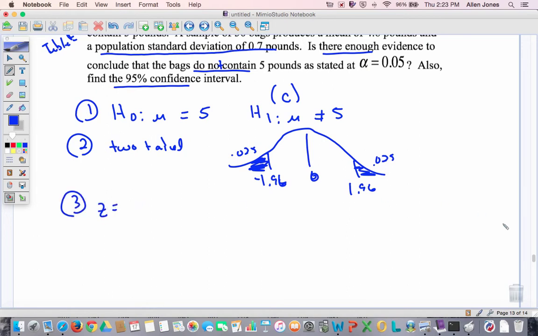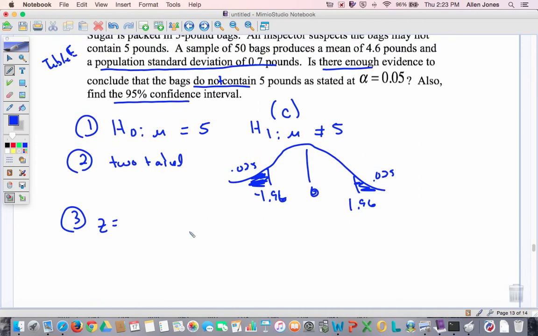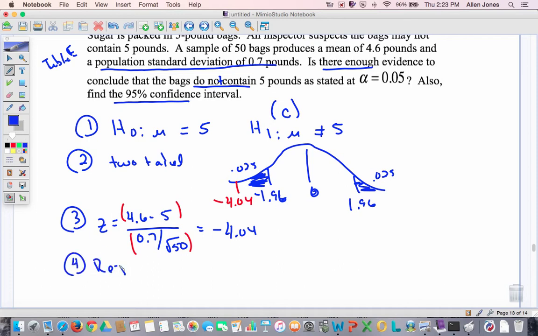We'll move on to our test score. Our test score is a z-score. Our sample mean was 4.6. Our population mean is 5. Our standard deviation is 0.7, and our sample size is 50. We'll plug those in to get our test score. As a reminder, with our calculator usage with our parentheses, that test score is negative 4.04. Negative 4.04 is going to be way over here, which is going to tell us to reject the null and to support the claim.